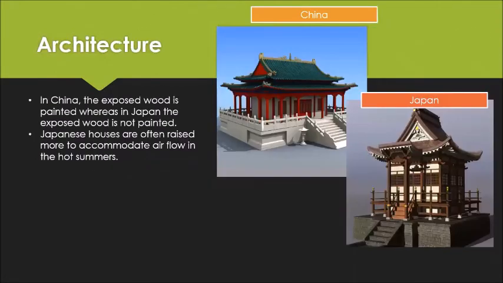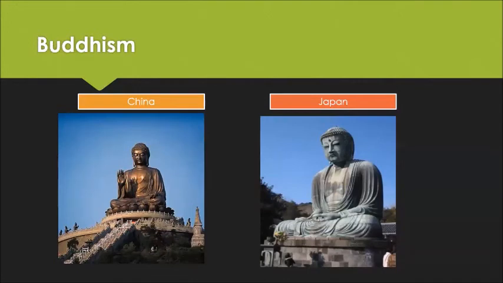Now, architecture, they use a lot of exposed woods. It's going to be painted in China, whereas in Japan, it's not really painted. It's more of like a clear coat, like a varnish or a stain. Houses in Japan are also going to use a lot more airflow because trying to keep cool in the summers, whereas China, not as much. Buddhism, basically the same no matter which country you're in.